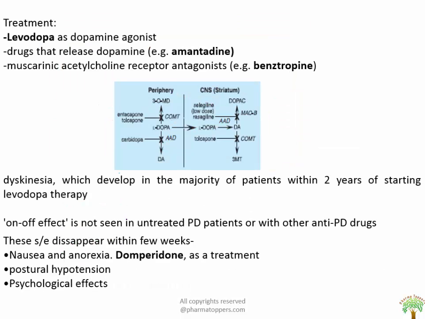So here, friends, you could see the treatment, which is levodopa as a dopamine precursor, a drug that releases the dopamine, which is amantadine, and a muscarinic acetylcholine receptor antagonist, that is benztropine. Here you could see in levodopa, at the periphery there is an enzyme, that is COMT, which causes the metabolism of levodopa, as a result of which this inhibitor is given, and thereby the levodopa enters into the brain, where it converts into the endogenous dopamine under the influence of enzyme AAD. And also the metabolism of the dopamine occurs by the enzymes MAO-B and COMT. Thus the inhibitor is also given.